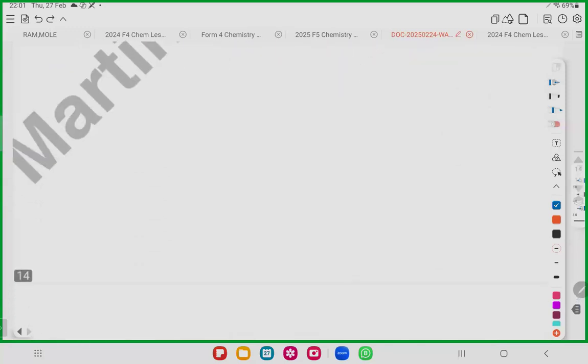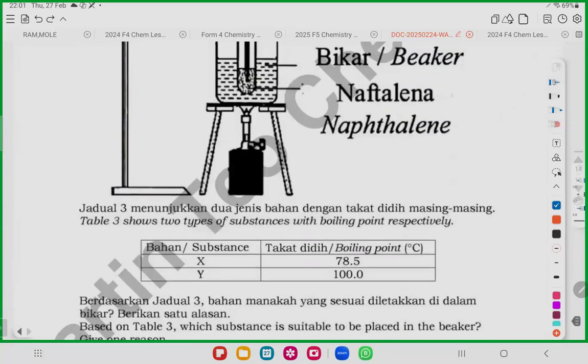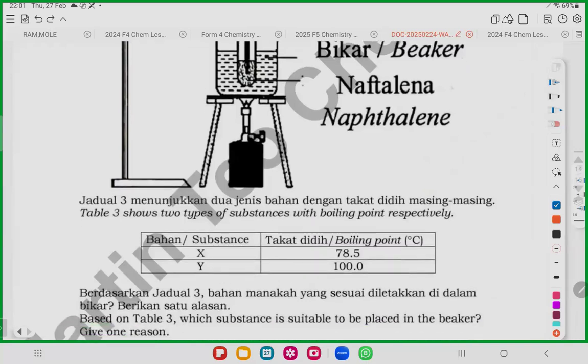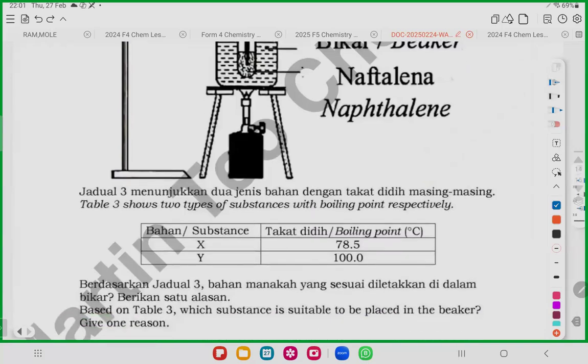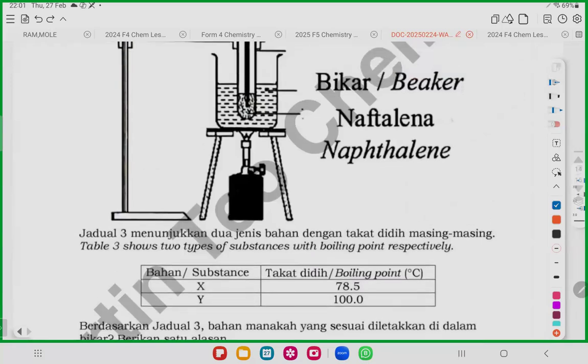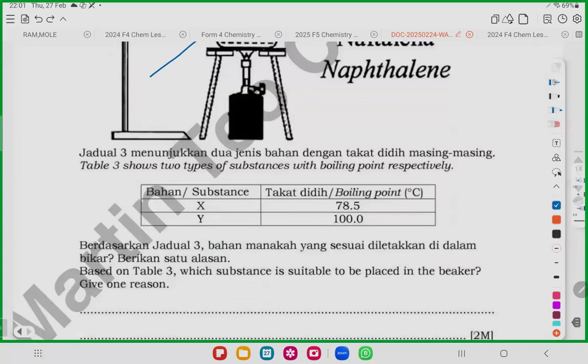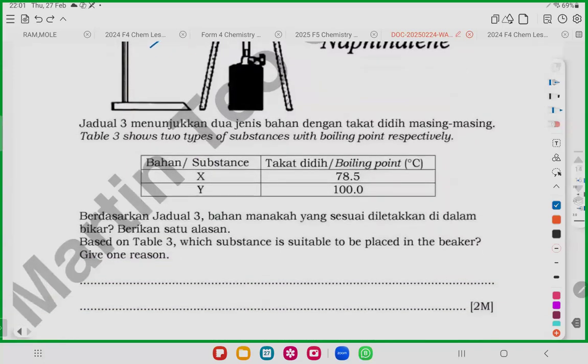They tell you that you have two substances, X and Y, with boiling points of 78.5 and 100. They ask you, based on this table, which substance is suitable to put in this beaker? Now you are not using the water bath. You have two liquids here. Which liquid should you put in as the bath? Give one reason. 2 marks.